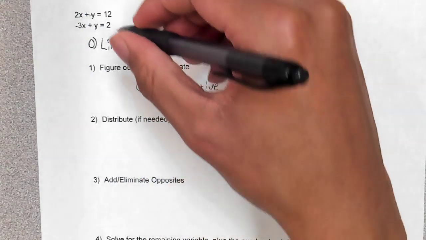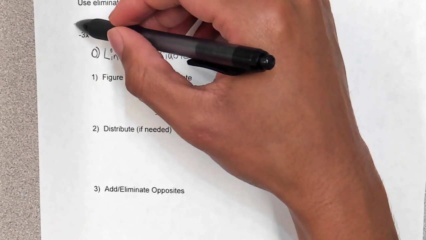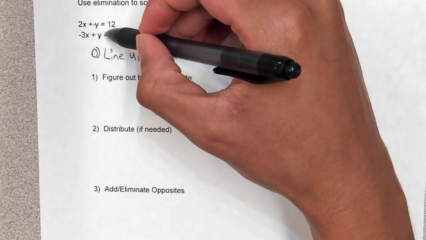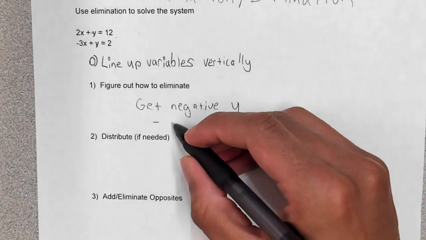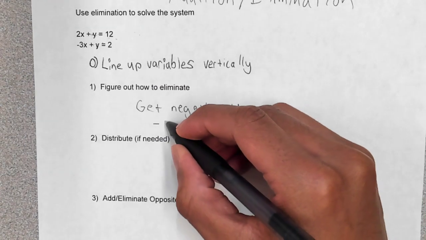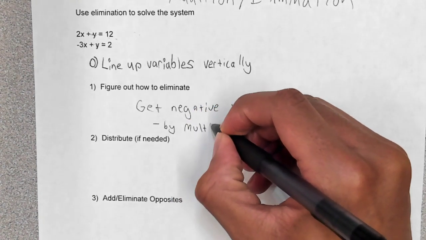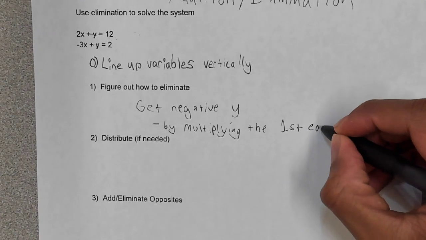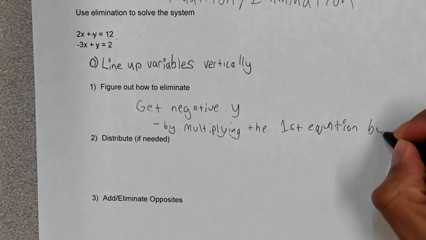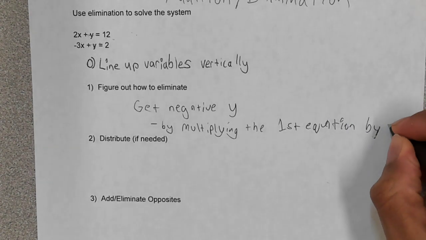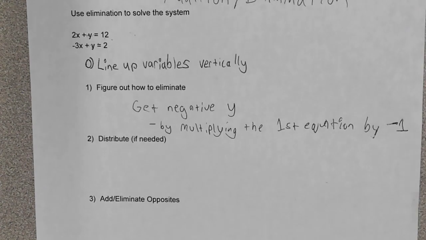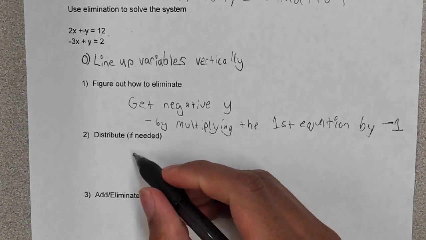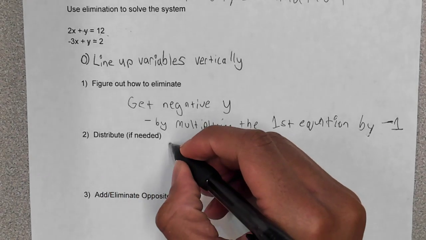The way that we do it is we can multiply this whole equation by negative 1. And when that negative 1 gets distributed to y, it'll be negative y, which is what we need. So step number 1 is get negative y, and we do that by multiplying the first equation by negative 1. So let's do it. And this will go into step number 2. We don't have to distribute.